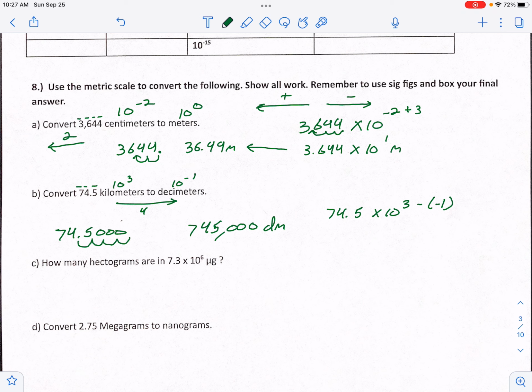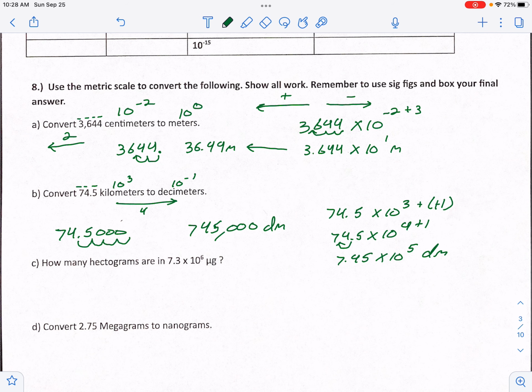Okay, whenever you minus a negative, this turns these into a positive. So my new answer would be 74.5 times 10 to the fourth. But if you look, my answer is not a number between 1 and 10. So that means I need to move my decimal to the left just one time. So I'm just going to add 1 to that exponent. So it'd be 7.45 times 10 to the fifth decimeters.